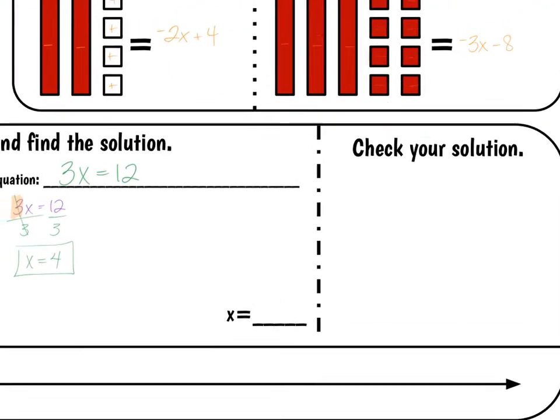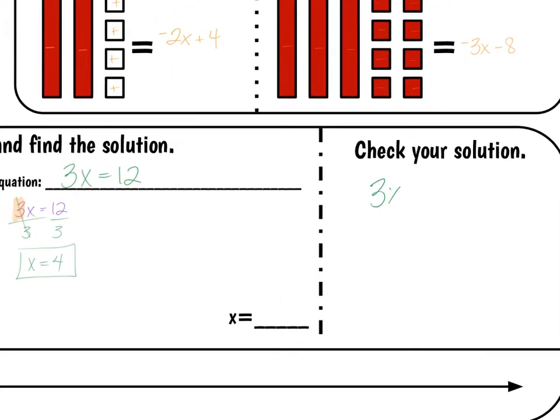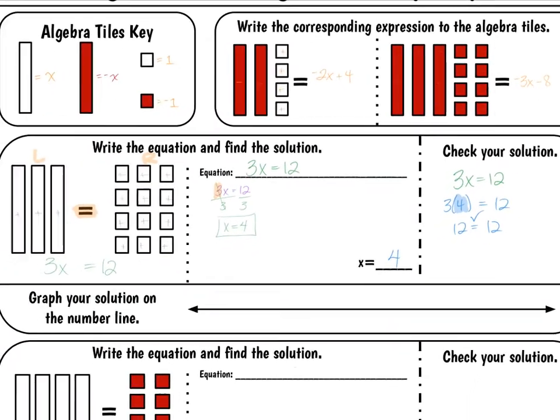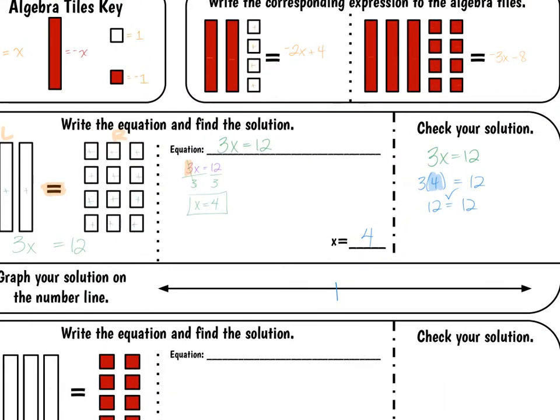And this is how we can check it. So our original equation was 3x is equal to 12. Instead of x, I am now going to rewrite it with our solution, which we said was 4 right here. So we know that 3 times 4 is 12. 12 equals 12, therefore it works. So x is equal to 4. And then if we were going to do the number line, we would just plot a point at the 4 on the number line and just get a closed circle because that is the solution.